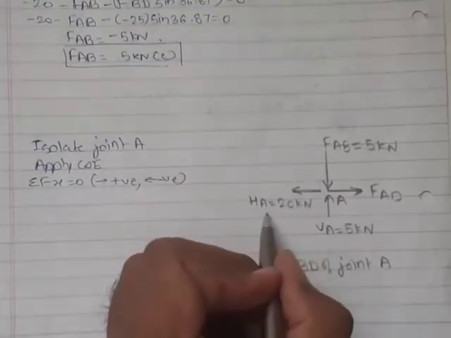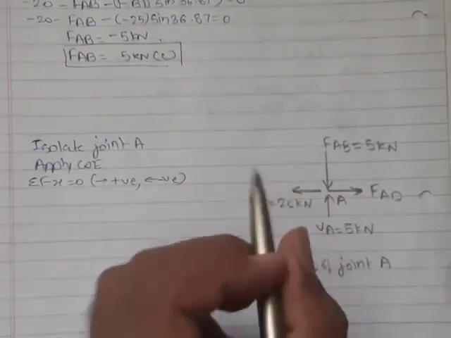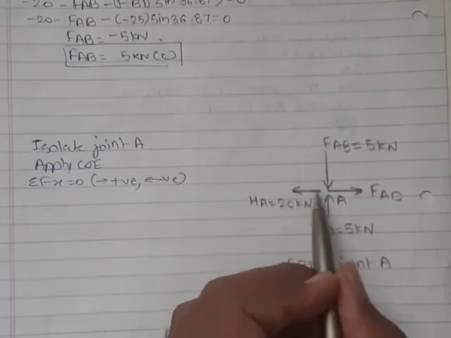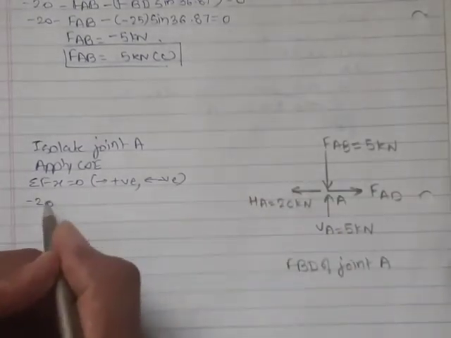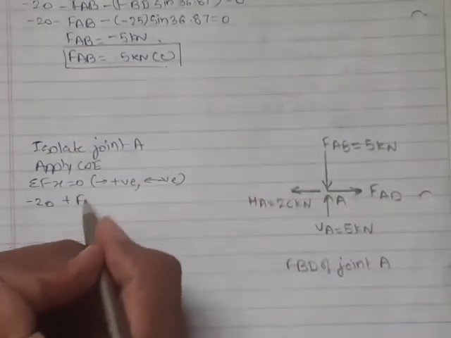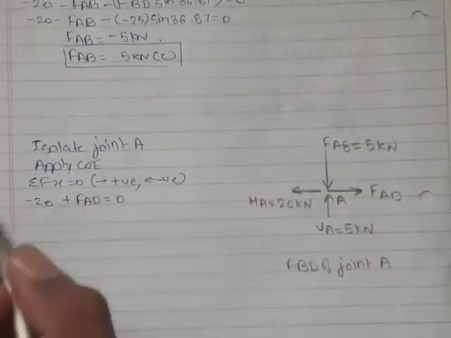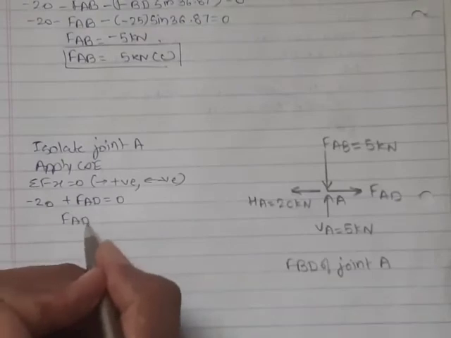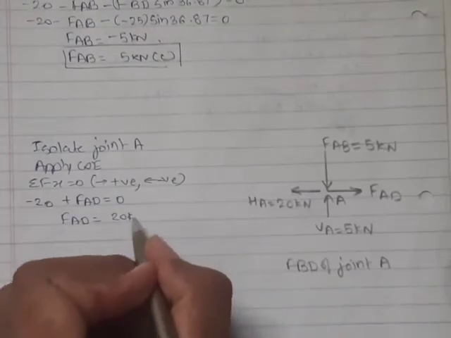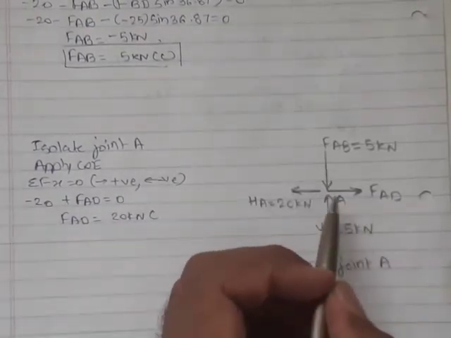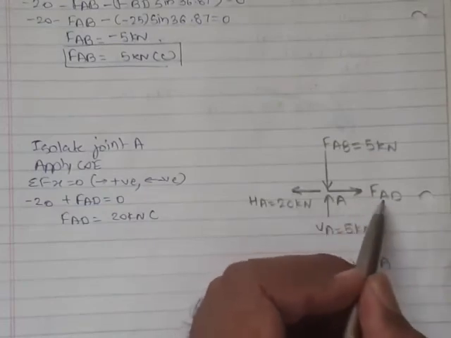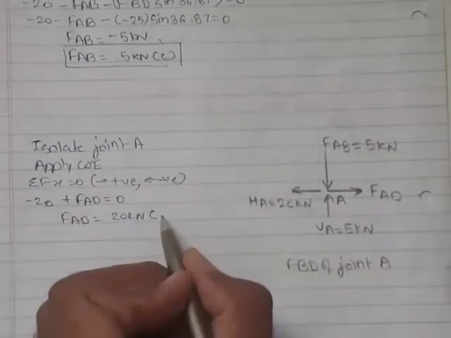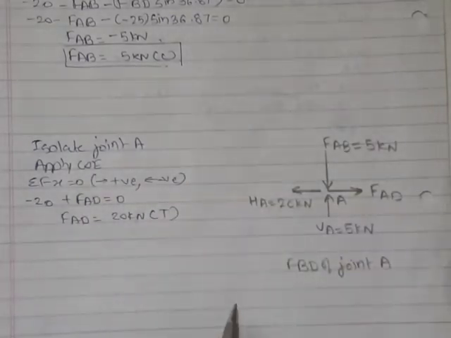So here HA, we have found that HA is 20 kilonewton towards left, that we have to put here. It is acting towards left, meaning minus 20. Then FAD is acting towards right, so minus 20 plus FAD is equal to 0. Therefore FAD we get 20 kilonewton. Positive value means our assumption, FAD acting away from A, is correct, or FAD assumed to have tension nature is correct. So it is 20 kilonewton tension.